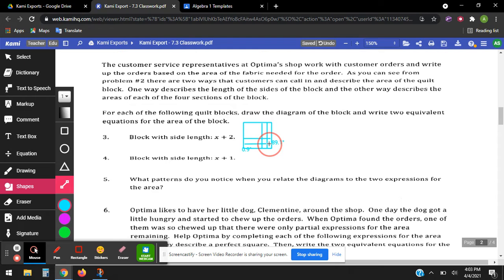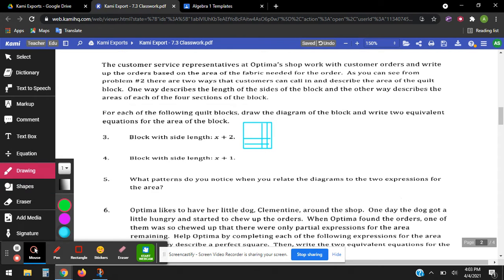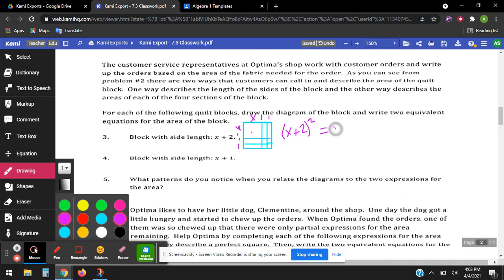Okay, so that's kind of the idea. Not perfect because it's on a computer. But what we do have is the x and the 2, x and the 2. So the first way we can write it is x plus 2 squared. Or we could say there's 1 x squared. There's 1, 2, 3, 4 x's. And there's 4 little dots, 4 of the 1 by 1s.